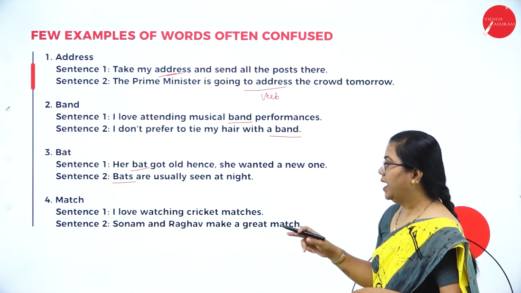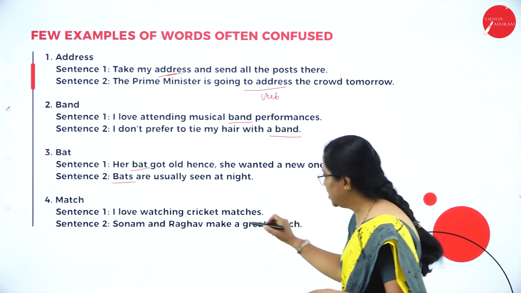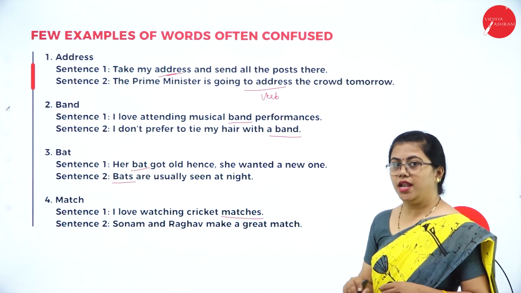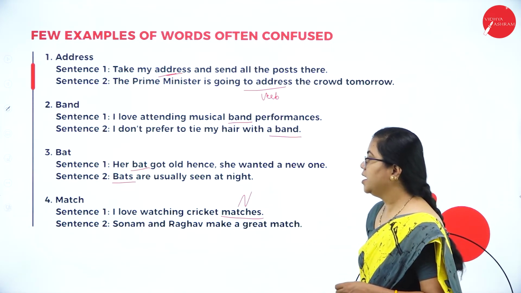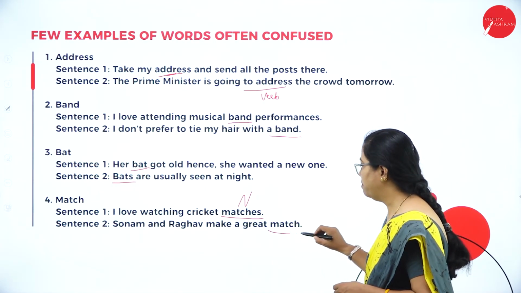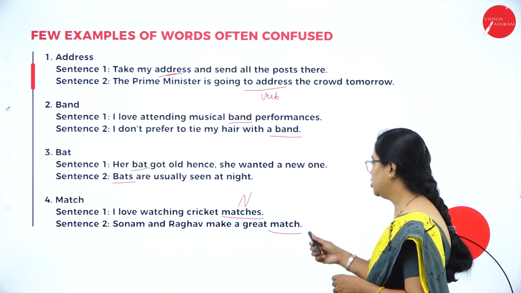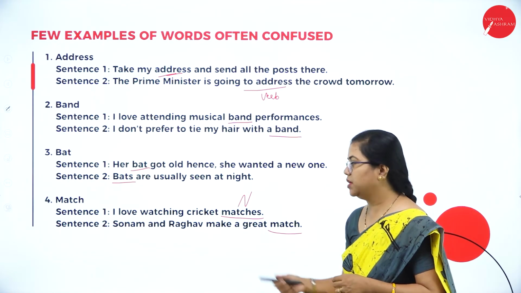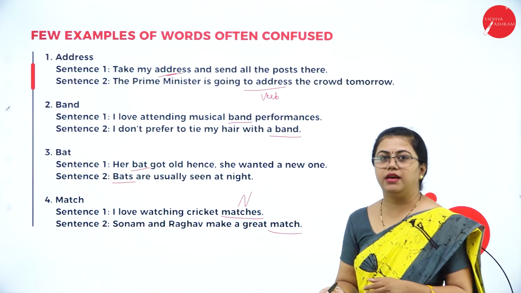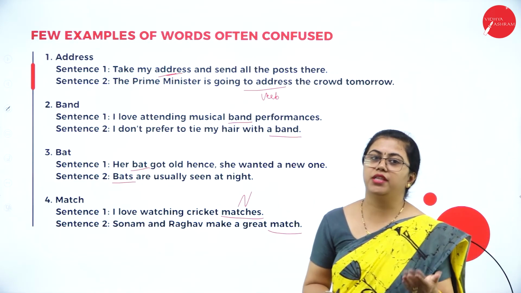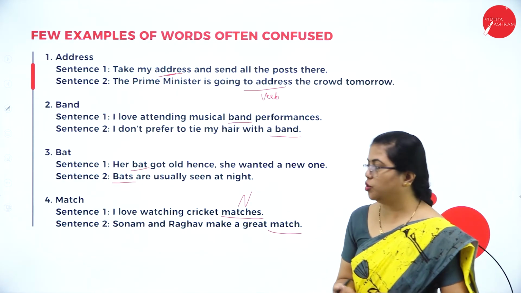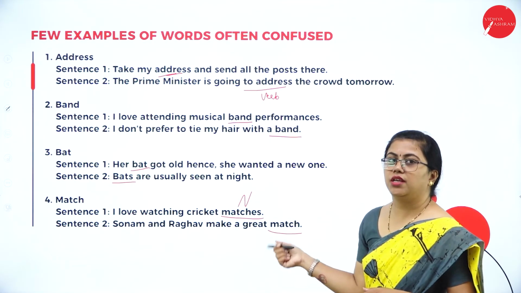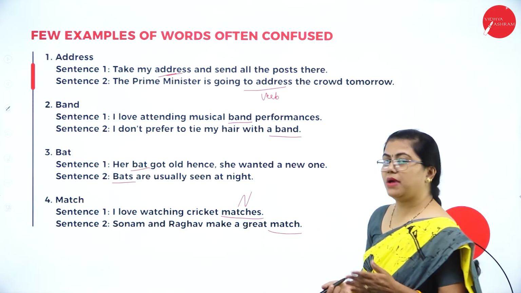Coming to this, I love watching cricket matches. Here it is used as a noun. Fine, so this is a noun here. Sonam and Raghav make a great match. Fine, so here also this is used as a noun. You can also use it as a verb. Sonam matched Raghav in her dress, something like this. So matched there will be used as a verb also. So here the meaning is different. Cricket match is something different. Great match is something different.